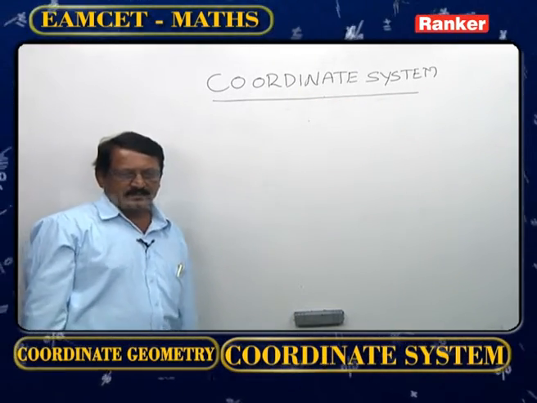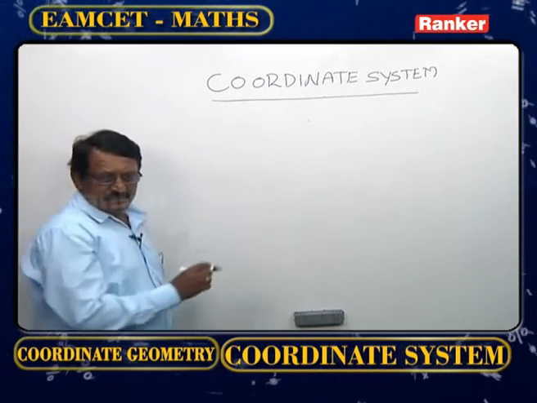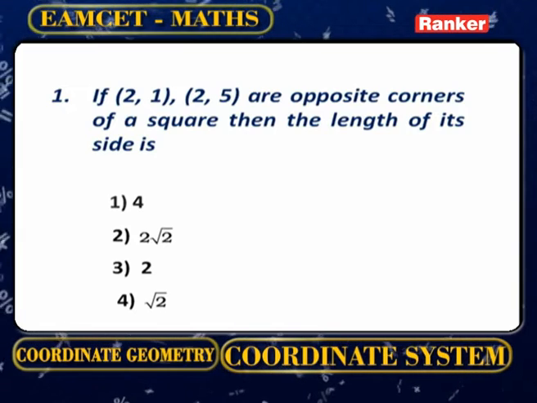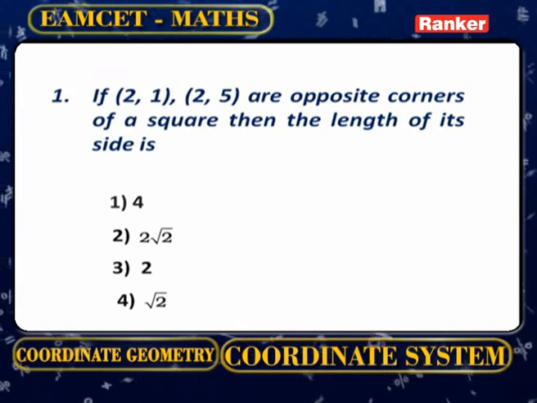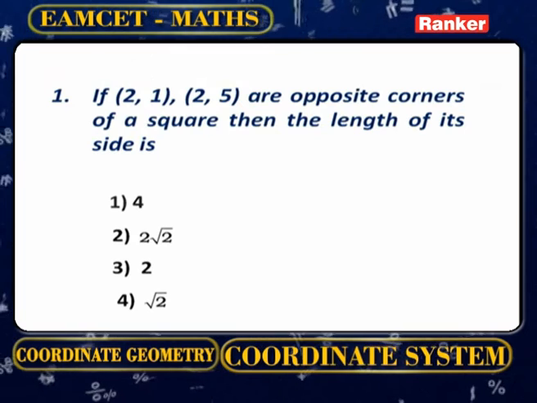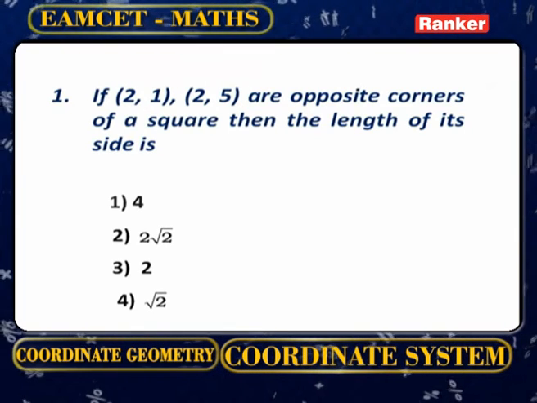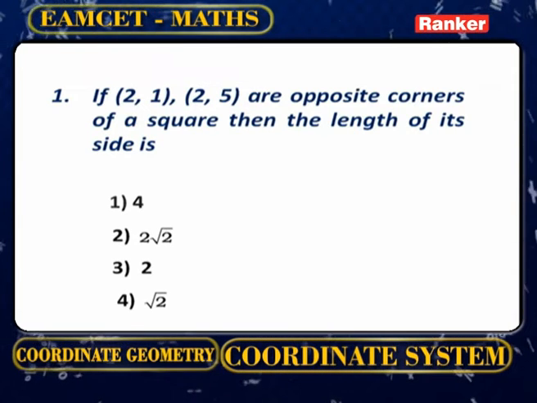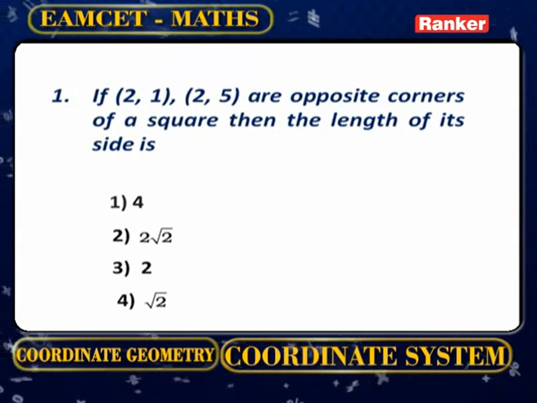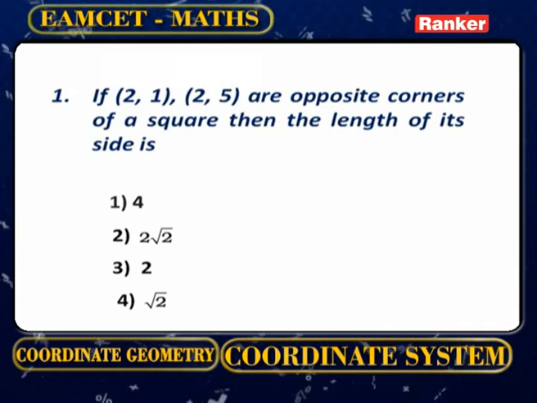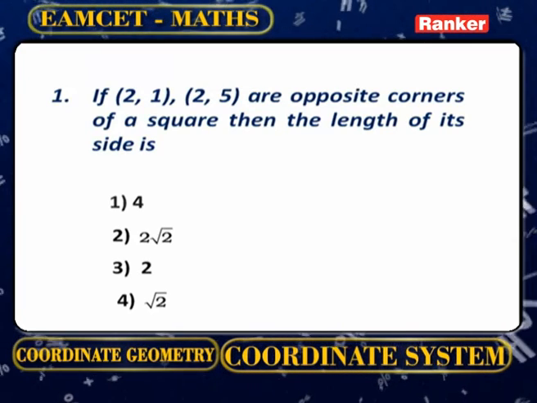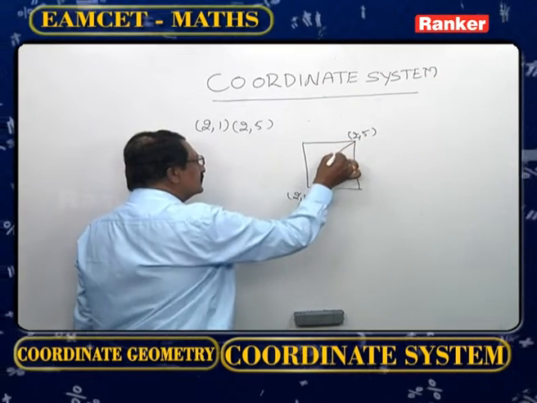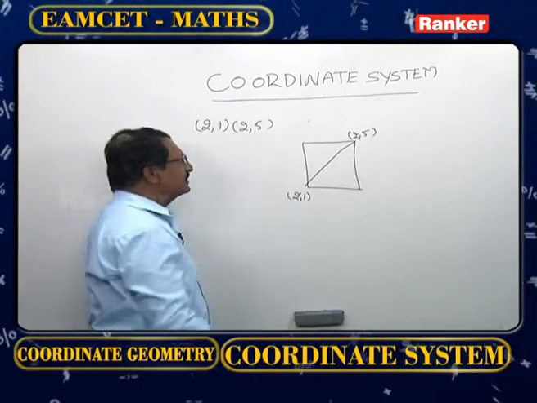Start. Now the first problem: if (2, 1) and (2, 5) are opposite corners of a square, then find the length of its side. Given (2, 1) and (2, 5) are two opposite vertices of a square, they are nothing but the two ends of the diagonal.